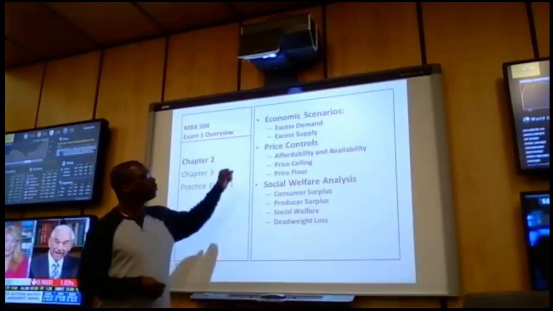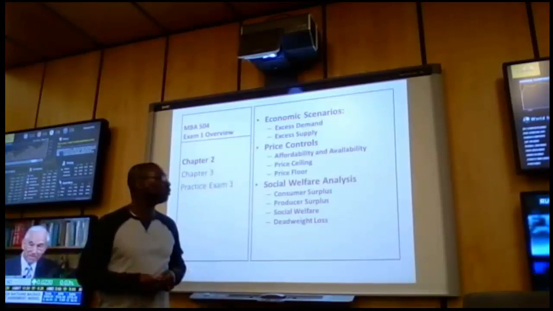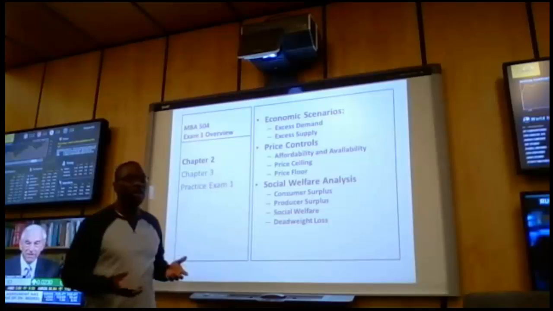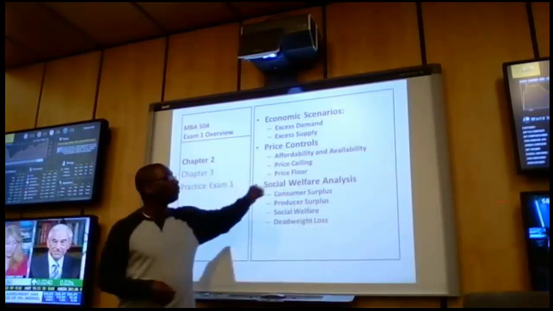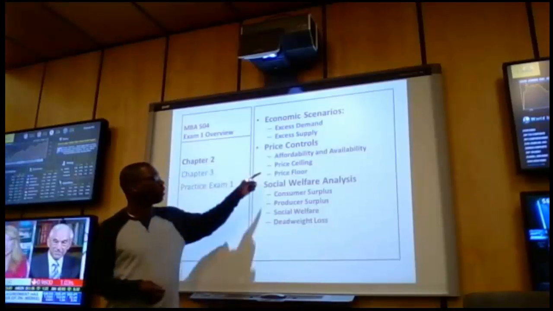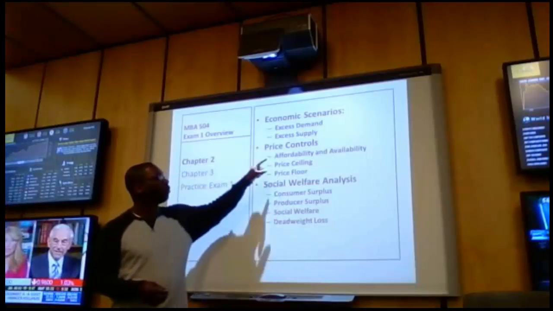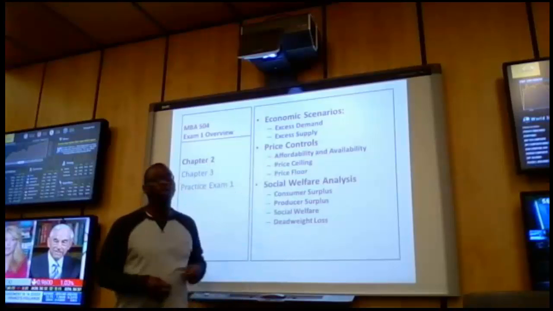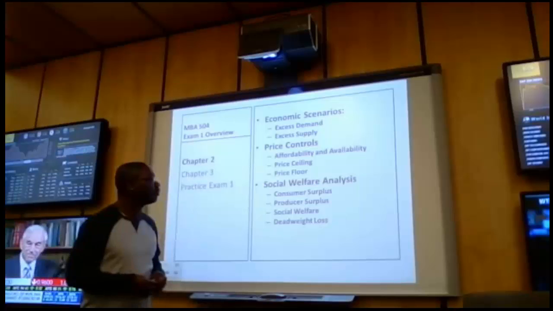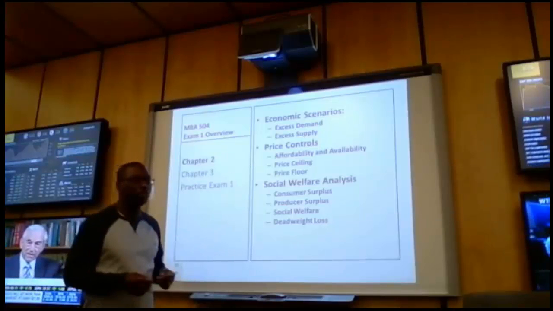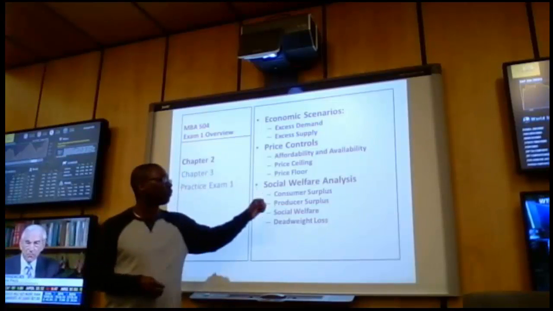We introduced price controls, which was not explicitly mentioned in Chapter 2. The justifications for price controls: affordability and availability. Price controls, examples are price ceiling and price floor, can meet one but not the other of the noble objectives of price controls. We finished Chapter 2 by introducing, again, new material not found in the chapter: social welfare analysis.